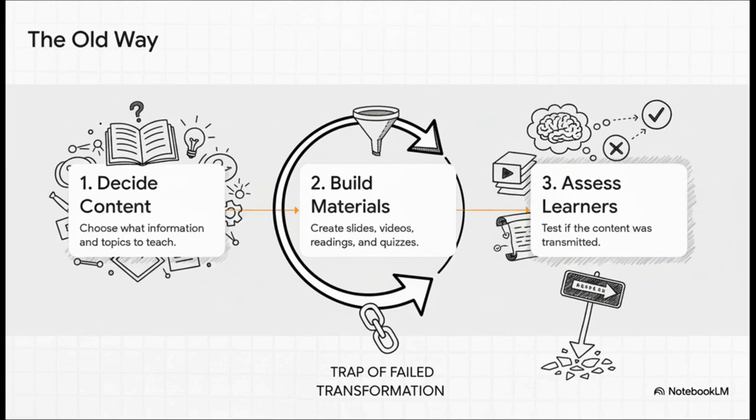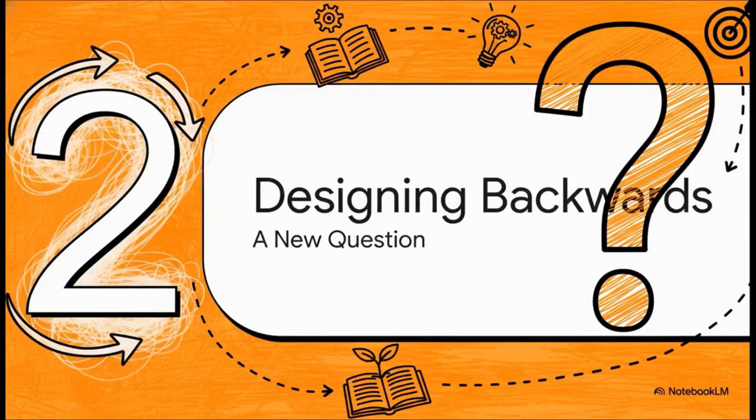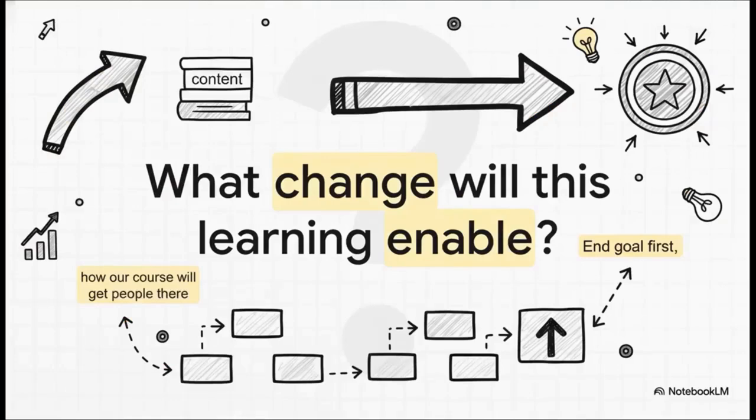First, we decide what content we want to teach. Then we get busy building all the stuff: the slides, the videos, the readings. And finally, we test the learners to see if they remember it all. See the pattern? This entire process is laser focused on one thing, transmitting information. It's not designed for transformation, and that right there is the trap.